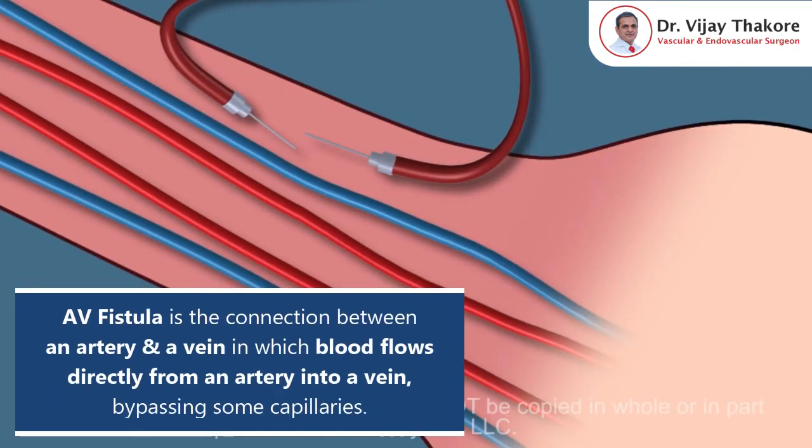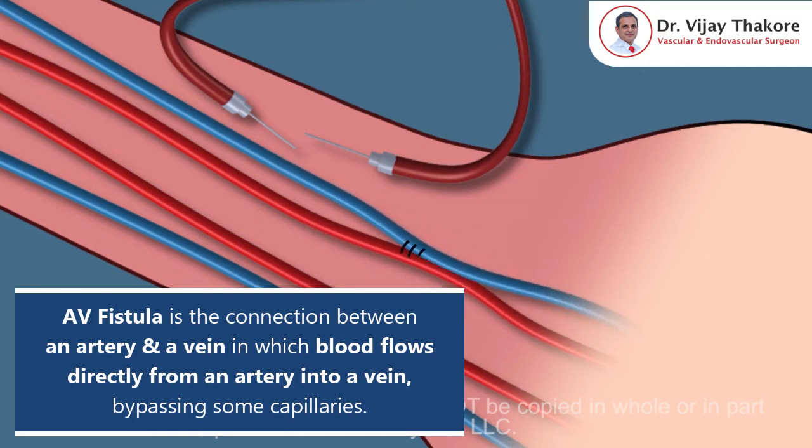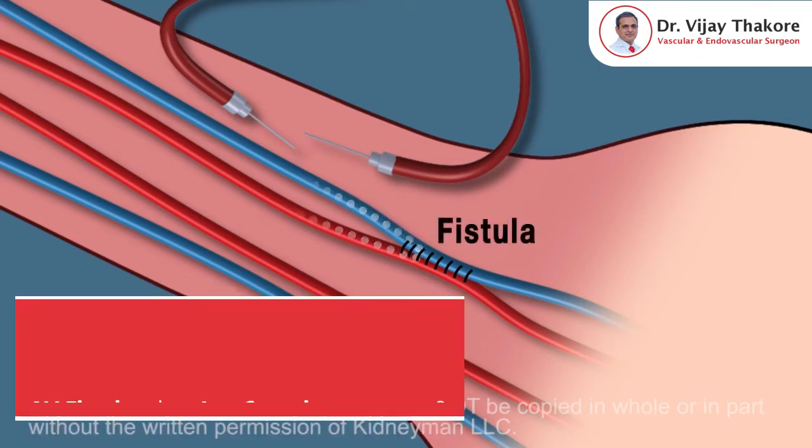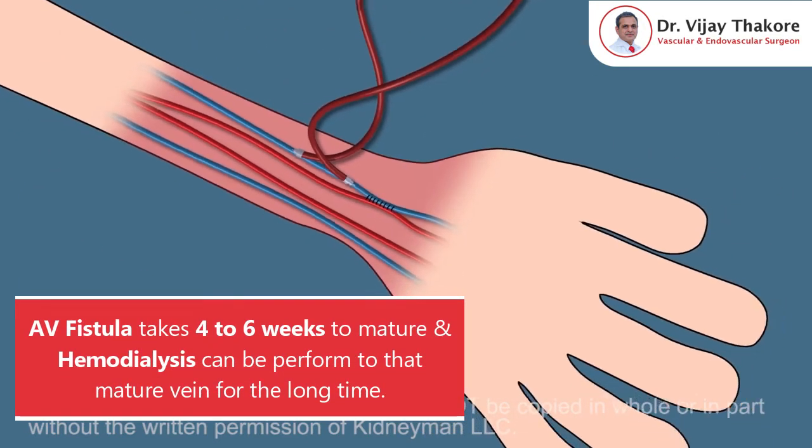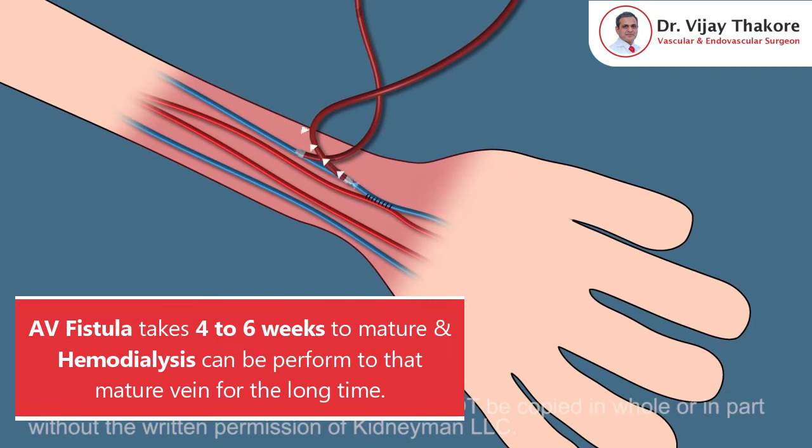AV fistula means a procedure or an operation wherein an artery and vein are joined together by a minor operation. Thereby, the vein gets dilated and becomes big in size after usually 4 to 6 weeks, and hemodialysis can be performed through that matured vein for a long term.